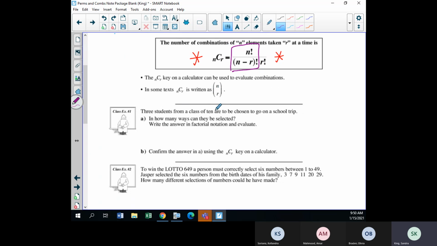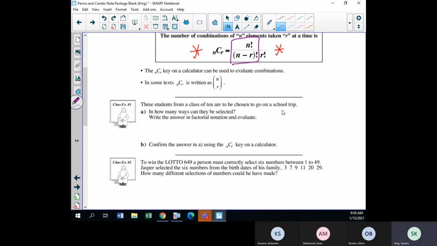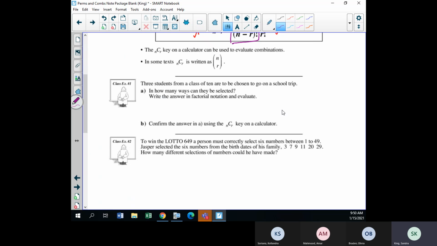So 3 students from a class of 10 are chosen to go on a school trip. It doesn't matter the order that I choose the 3 in. In how many ways can they be selected? Write the answer in factorial notation and evaluate. So n, remember, is the total number of students, and r would be how many I'm selecting. There's 10 total students in my class, and I'm selecting 3 of them.